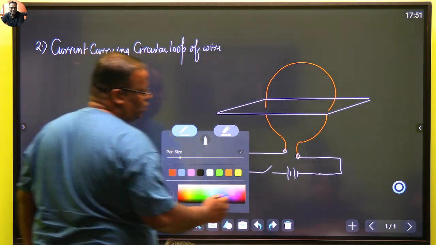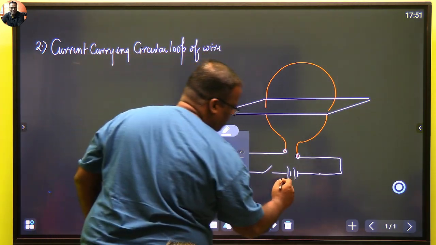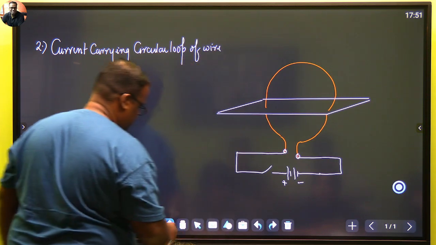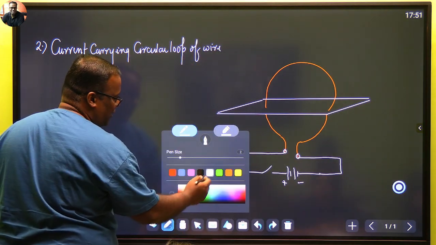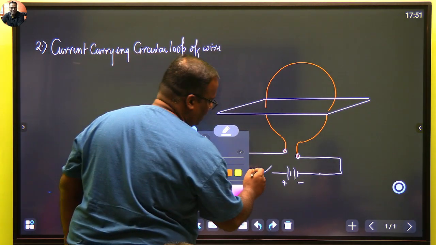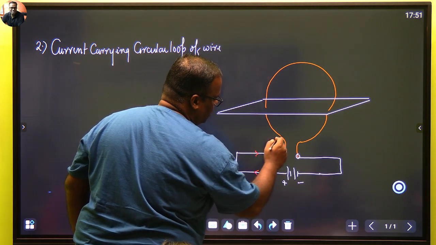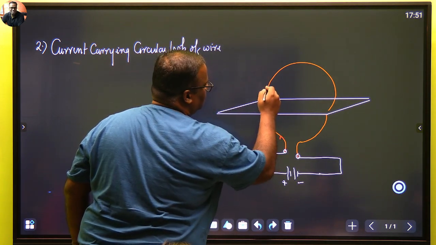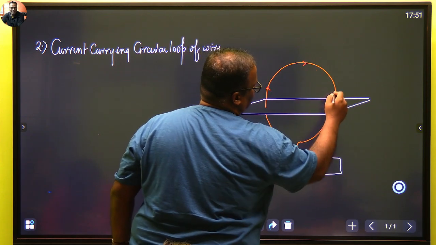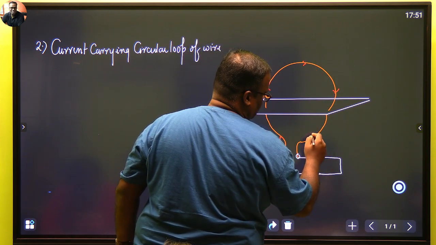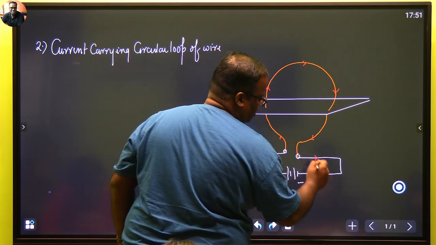As soon as you switch it on, now this is my plus and this is my minus. This is more interesting. Okay? So our current will be flowing in the positive direction this way, this way, this way, this way, this way, and this way, this way, this way.